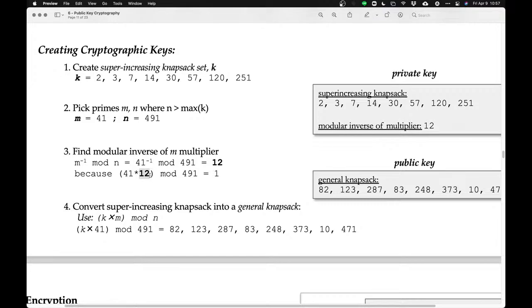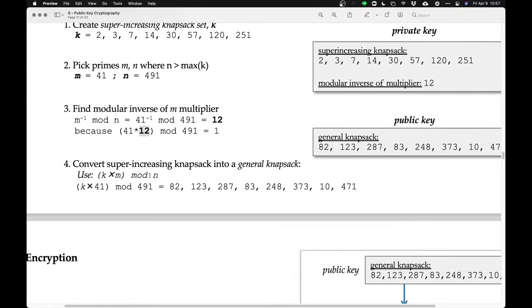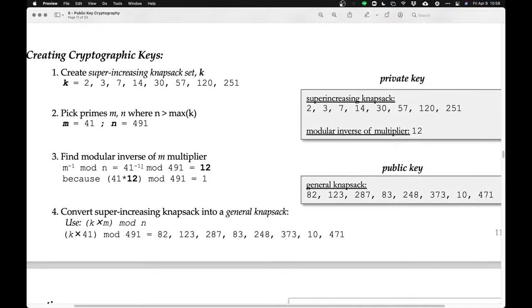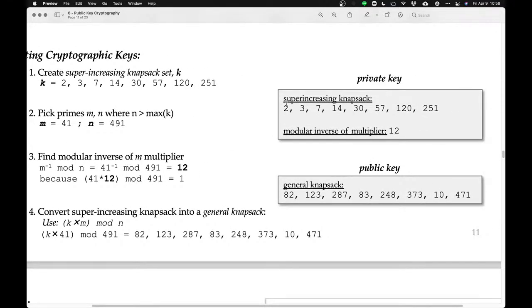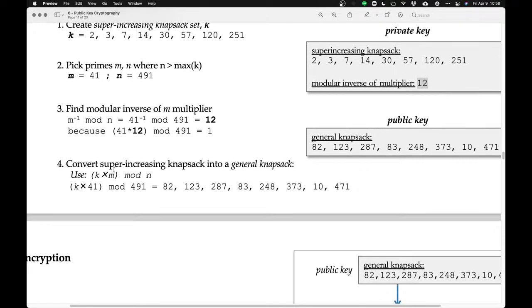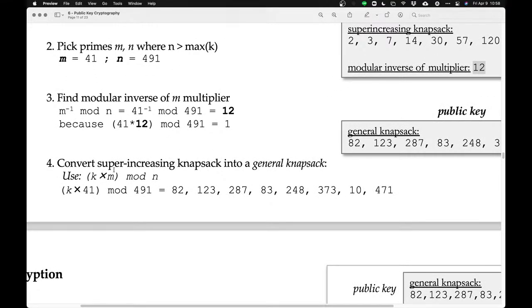The answer happens to be 12. A computer can solve that pretty quickly. Now, with this number in hand, you keep that number, okay? And now the private key will be the simple problem, the super increasing knapsack, and this modular inverse. That will be the private key. We've got to create the public key, which will be the hard knapsack, the general knapsack problem.